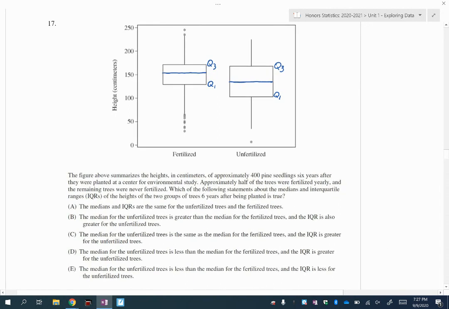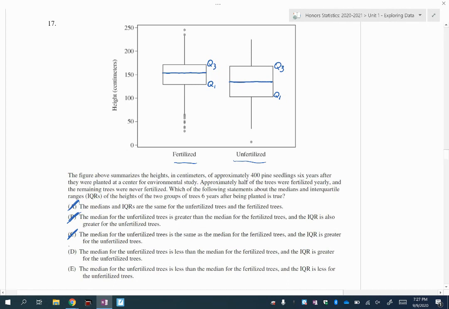Okay, so number 17, if I'm looking at this, the first one says the medians and the IQRs are the same. Well, you could hopefully clearly see that the median for the fertilized one is higher than the median for the unfertilized, so it can't be A. Okay, so the median for unfertilized is greater than the median for fertilized. No, that's the other way around. It should be the median for fertilized is greater, so that one can't be right. The median for the unfertilized and the fertilized is the same. No, we've already said it can't be the same. So just because of my understanding of medians, I've ruled out 3 of them.